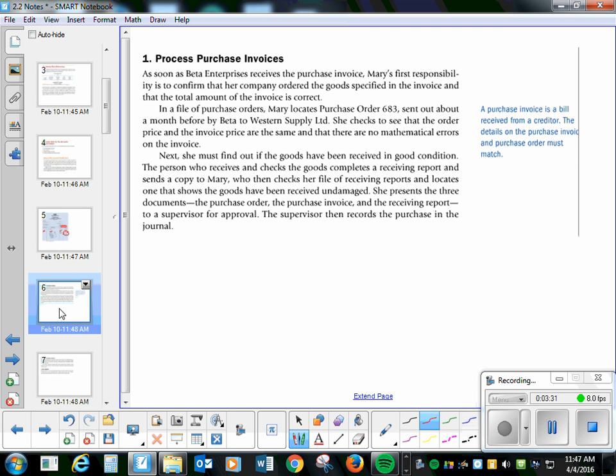Next, she must find out if the goods have been received in good condition. The person who receives and checks the goods completes a receiving report and sends a copy to Mary, who then checks her file of receiving reports and locates one that shows the goods have been received undamaged. She presents the 3 documents, that's the purchase order, the purchase invoice, and the receiving report, to a supervisor for approval. The supervisor then records the purchases in the journal.